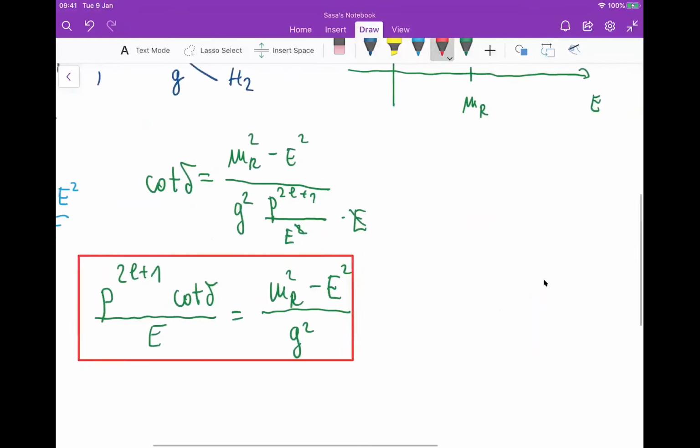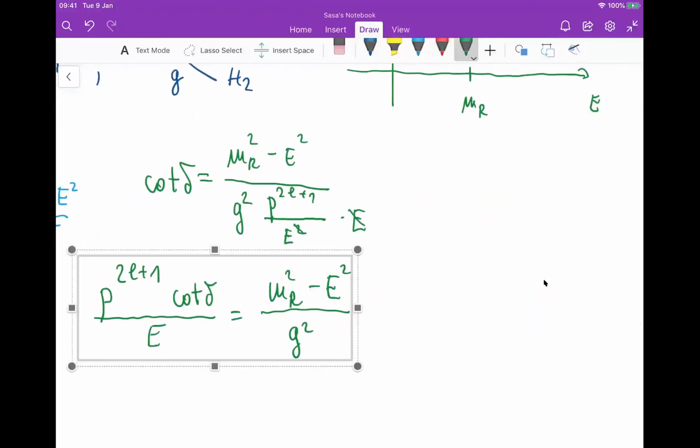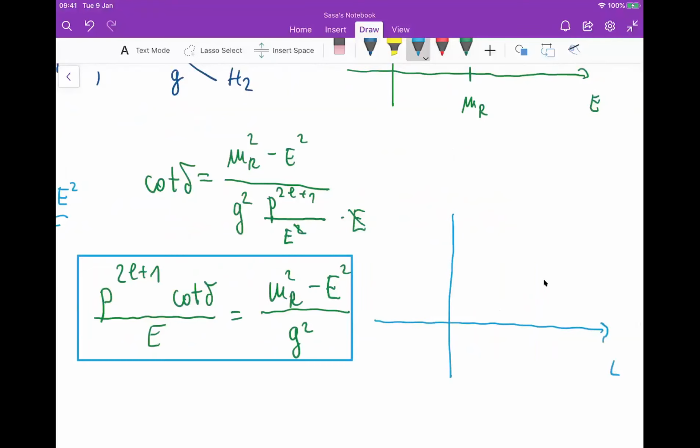So what does one expect? Let me draw a diagram. In terms of energy squared, suppose you are able to extract from the lattice this quantity on the left. And one can do that using the Lüscher formalism that I will explain. This is not easy to get. This takes on the order of a year, typically. After a lot of effort, your lattice data says that this quantity, p to the 2L plus one times cotangent delta over E, is falling almost on a straight line. That's what you extract from a lattice simulation.